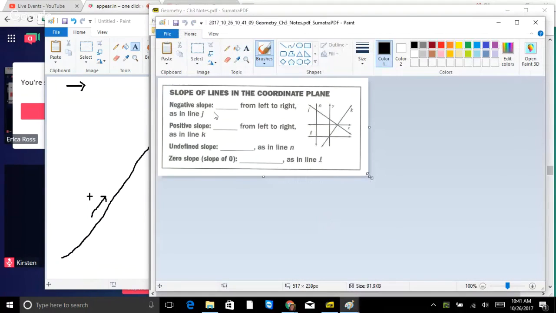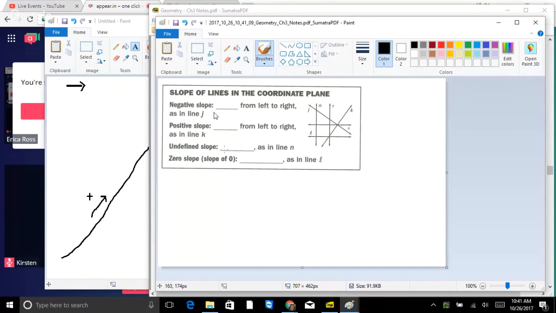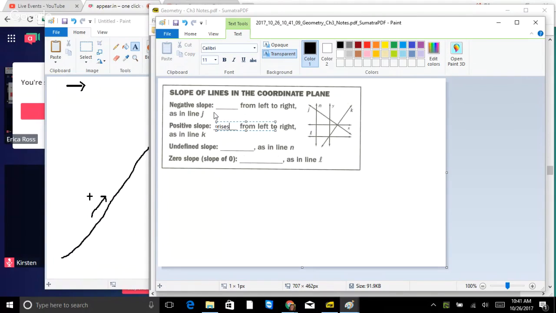So let's start with positive slope. Okay, so which of these lines has a positive slope? We've got Y, K, X, and J. K has a positive slope, right? So it's going up the hill, basically, right? It rises from left to right.